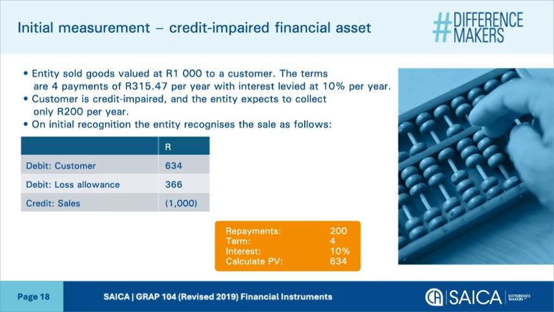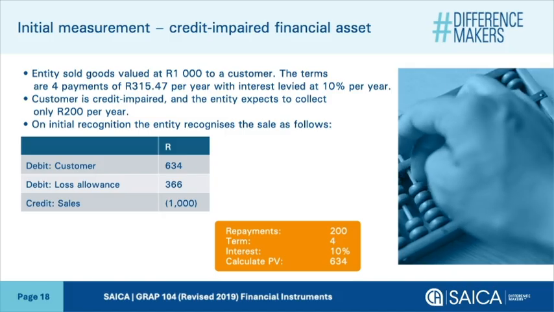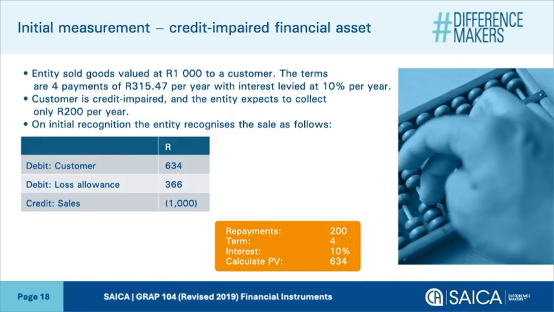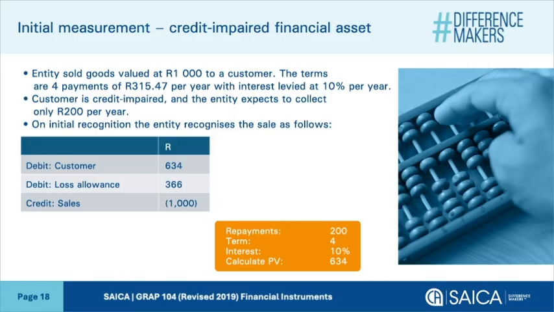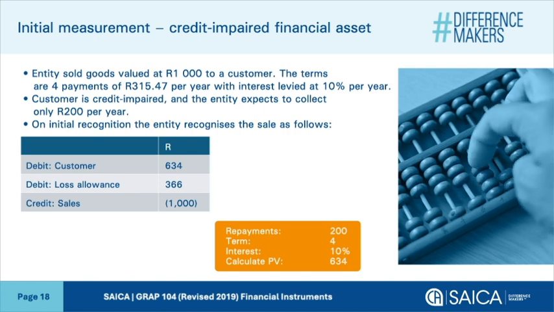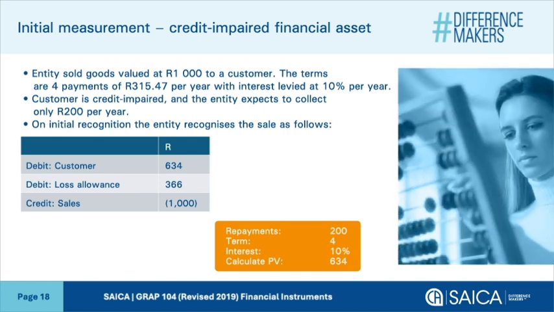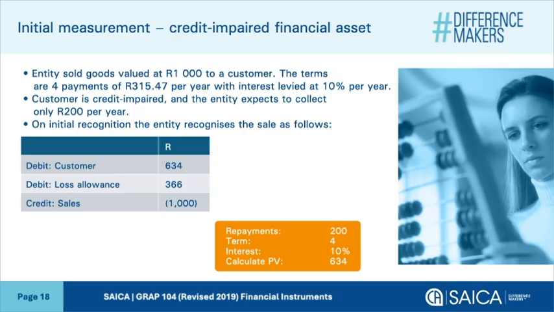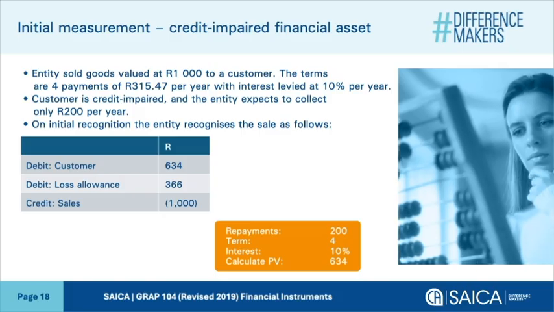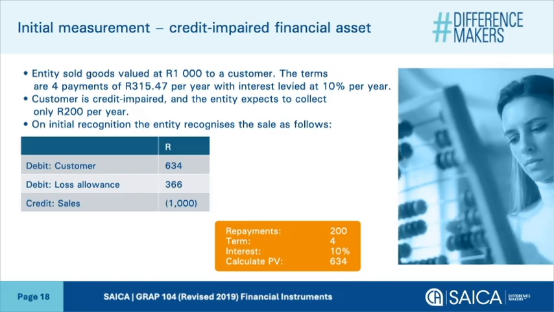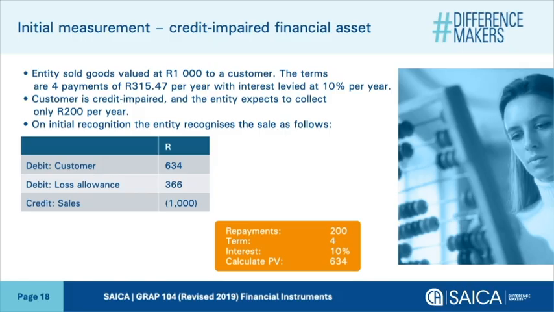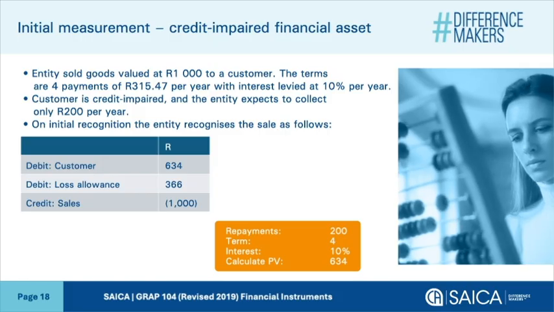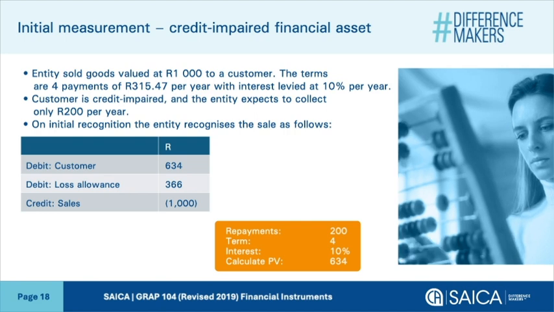At initial recognition, we need to understand that on day 1, there is a payment. How do we determine that payment? At the bottom of the slides, the calculation is included for us. We have repayments of 200 Rand per year for 4 years at 10% interest, which means the present value of future cash flows discounted back is 634 Rand. This means that although our sales are 1,000 Rand because we sold the goods, we debit the customer with 634 Rand on day 1 because we have a credit-impaired financial asset, with a debit to the loss allowance, or ECL, of 366 Rand.